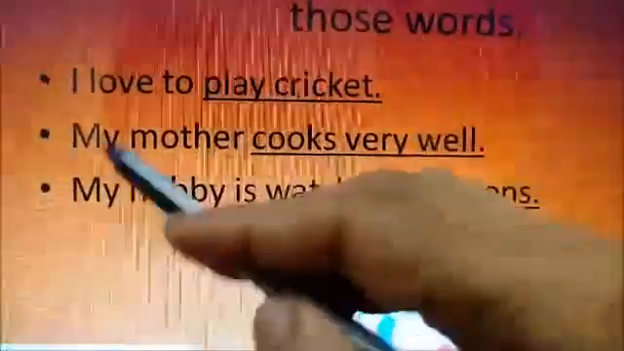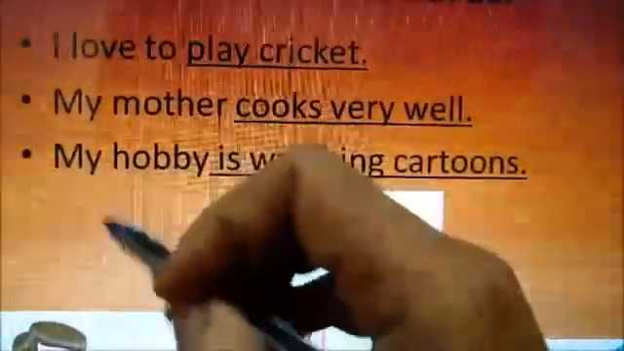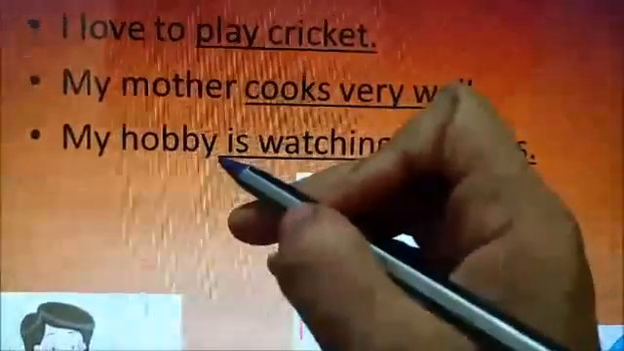Now, the second sentence begins with my mother. So, let us make a sentence. My mother cooks very well. Now, the third one, it begins with my hobby. So, let us add some words to it. My hobby is watching cartoons.